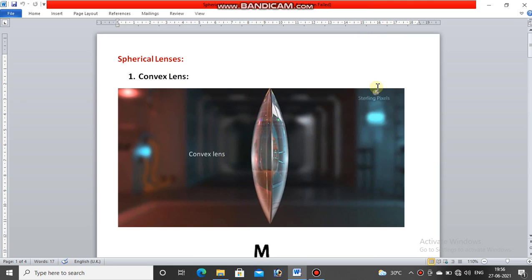So in the previous video we have discussed refraction and refractive indexes, and in this video we will be discussing spherical lenses. There are two types of spherical lenses, one is the convex lens, another one is the concave lens.